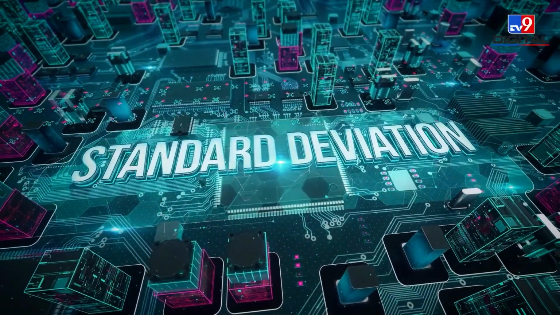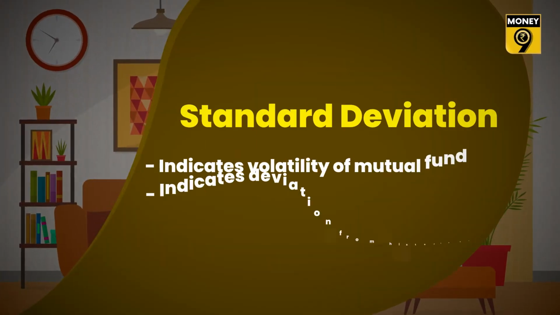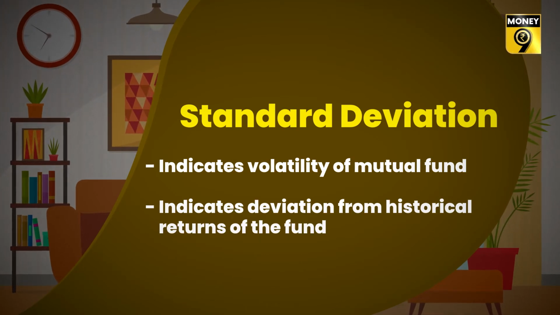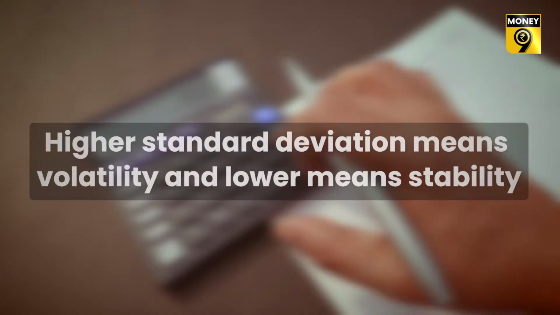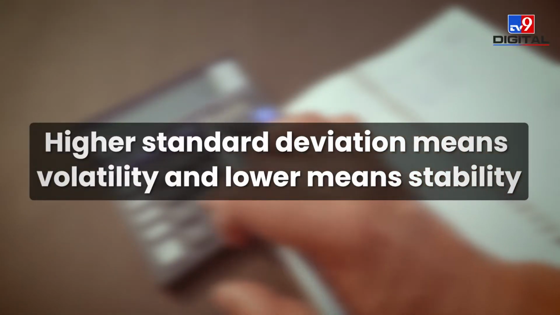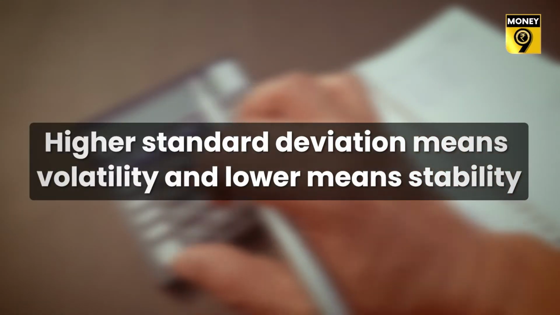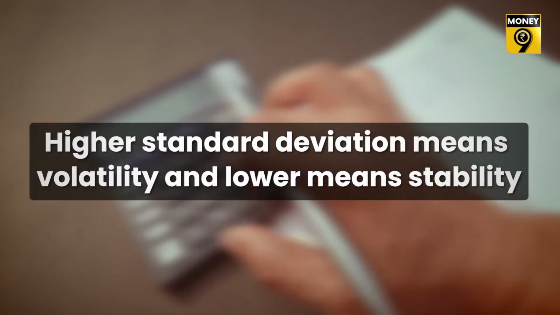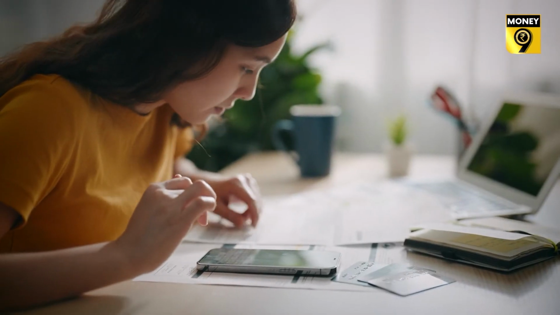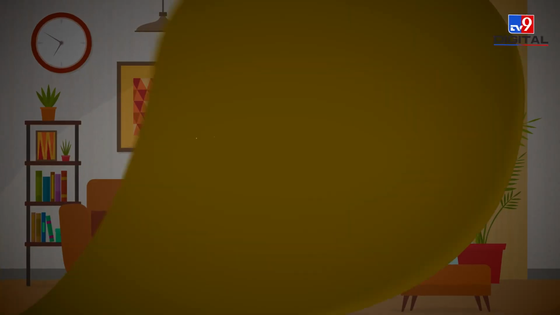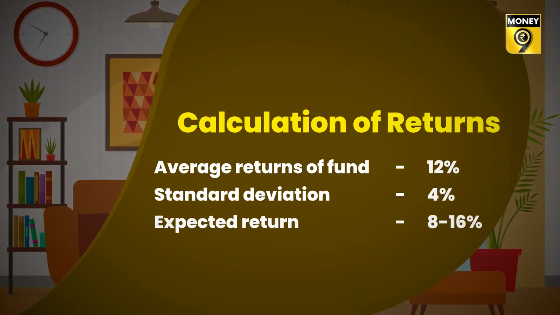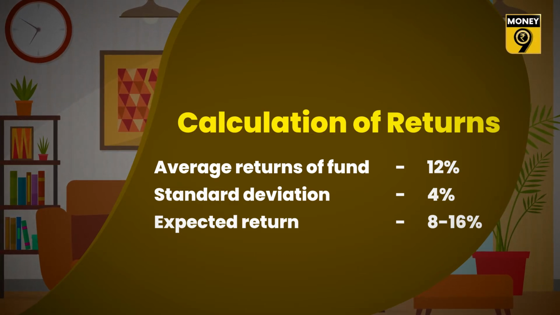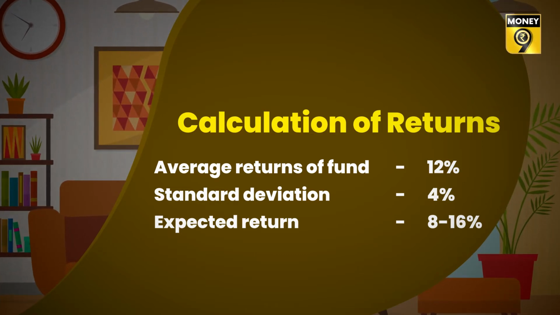Standard deviation. This tells about the volatility of the mutual fund. This also tells how much your fund might deviate from its historical average performance. More standard deviation means that there will be volatility, while less standard deviation means that the fund is not very volatile. This is good for risk-averse investors. As per market experts, if some fund gives 12% average return and its standard deviation is 4%, then you can expect to get a return between 8 to 16%.